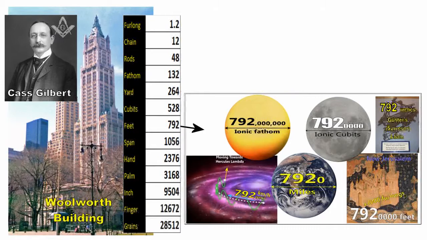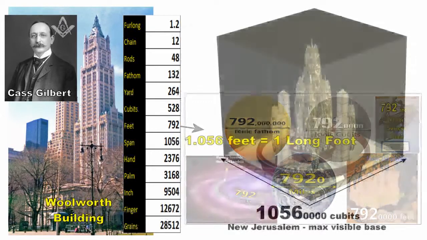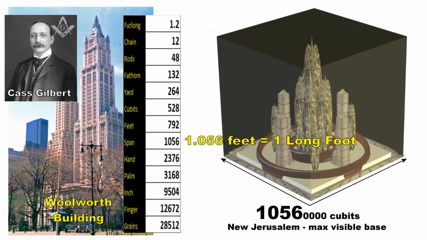792 is probably the most beautiful harmony point, because it describes the speed of the solar system around the galactic core, Sun, Earth, Moon, and New Jerusalem, and the Gunter's chain of 66 feet or 792 inches. Now, for instance, the Washington Memorial Arch in New York is 77 feet or 792 Cremona inches, but also at 1,056 feet, that's the conversion point between feet and the long foot, but it's also the number of cubits, so of describing the maximum visible base of New Jerusalem as well.